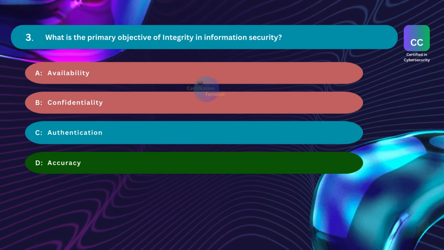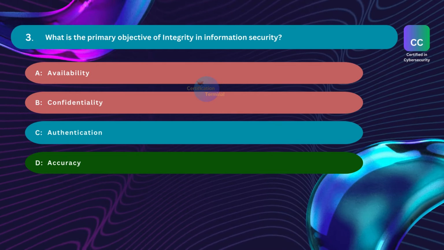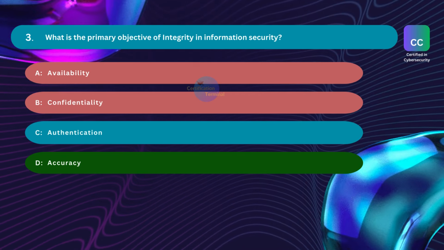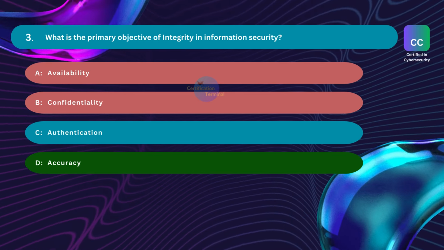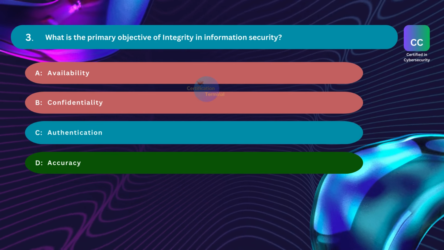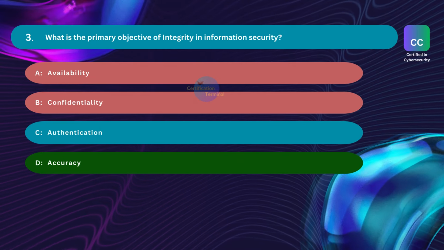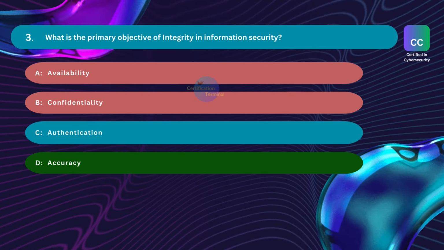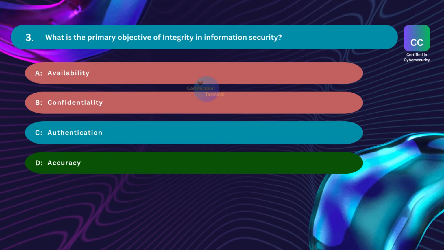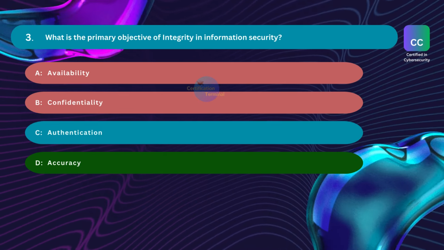Option B, confidentiality, is incorrect. Confidentiality is about protecting information from unauthorized access or disclosure. While confidentiality is a critical aspect of information security, it is not the primary objective of integrity. Integrity is specifically focused on preventing unauthorized changes or alterations to data, ensuring its accuracy and reliability.